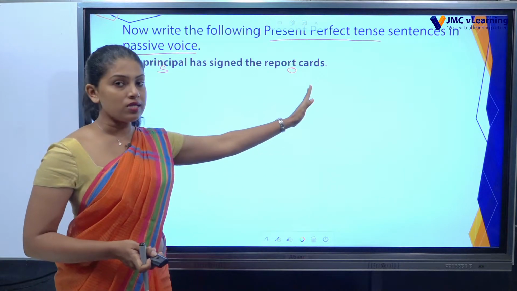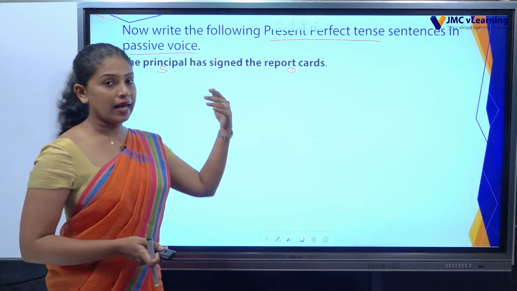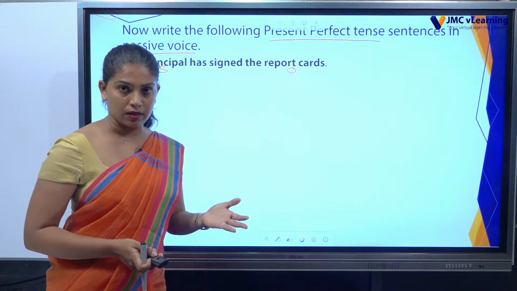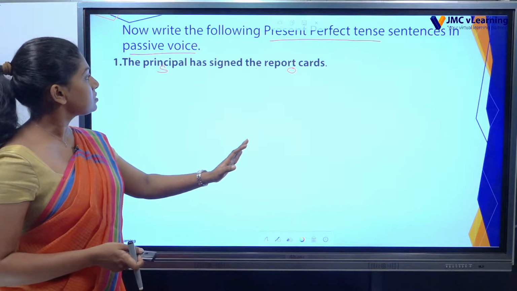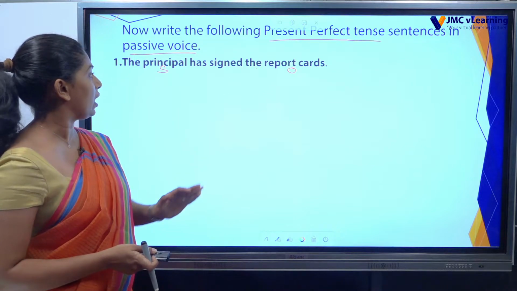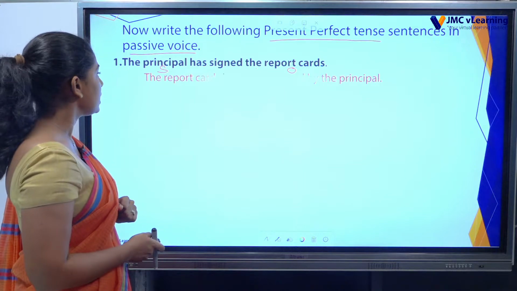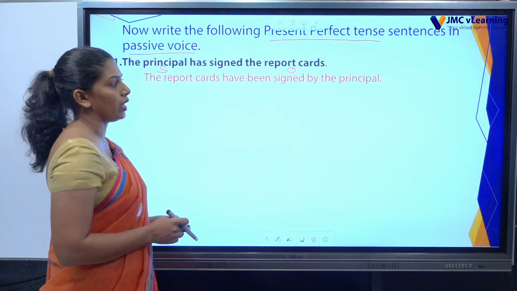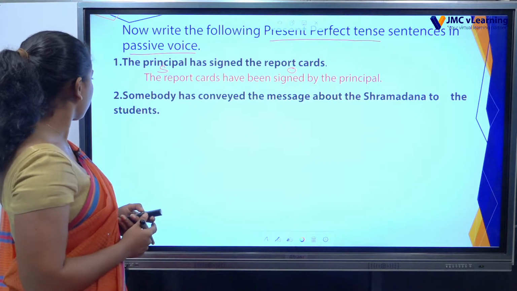The report cards is plural. So, we have to take have. The report cards have, then the helping verb in present tense, been. So, the report cards have been signed. So, that is the verb we have to take. The report cards have been signed by whom? By the principal. So, we can take the answer like that. The report cards have been signed by the principal. Right. Let us move to the second sentence.